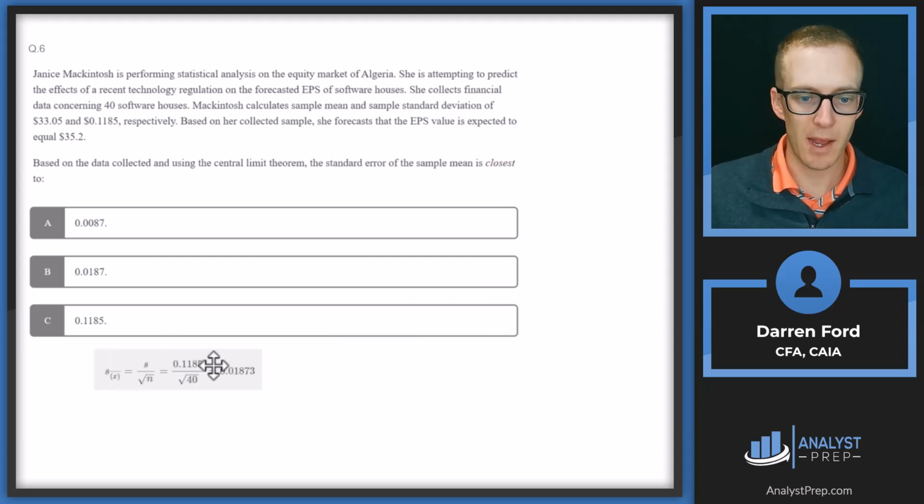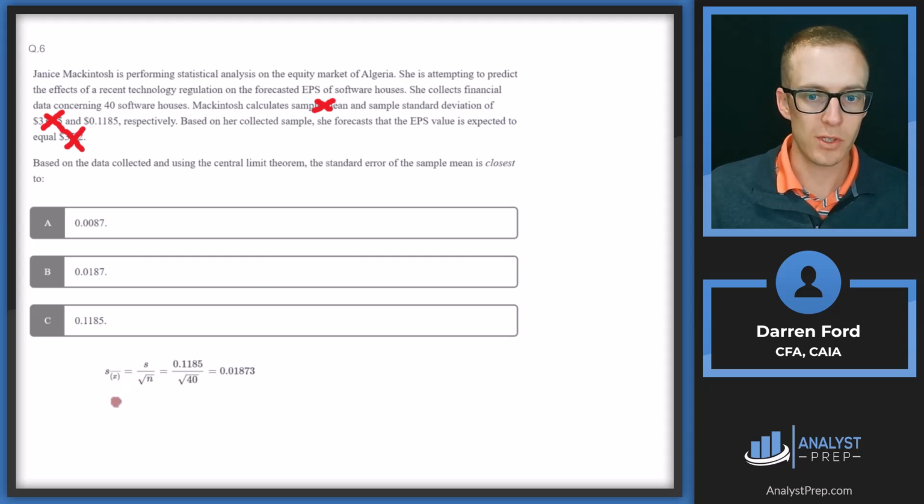We've got some extra data points thrown in here to try and throw us off. So we don't need to be using this forecasted EPS value. We would be using that if we were testing for the t-stat or something like that. And we also don't need the sample mean. That would be also used if we were doing t-stat. So those are just kind of thrown in there to throw you off.